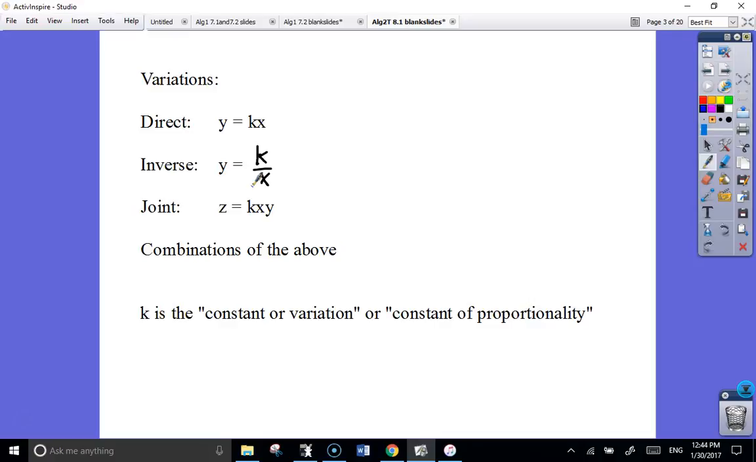Okay, the joint variation, which you haven't had before, is when you need 3 variables now. Z varies jointly with a product of x and y. So z equals kxy. And you could say it's like a direct variation with the product of x and y, but you just don't call it that. You call it a joint variation. And all of those have a k. K is a constant. It's called the constant of variation. Sometimes it's called a constant of proportionality.